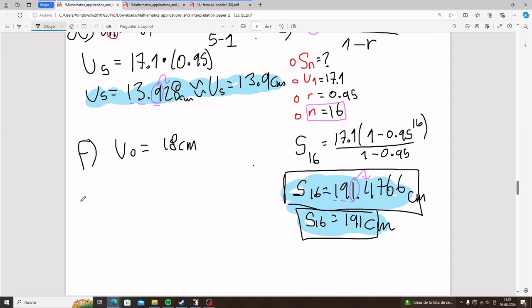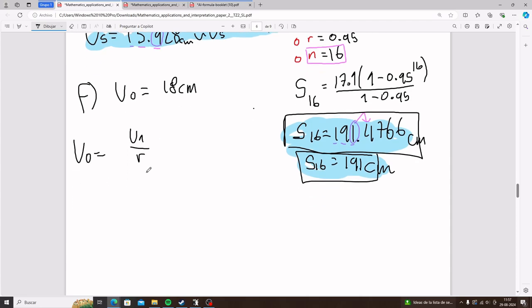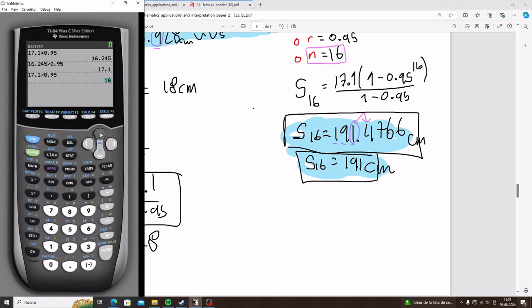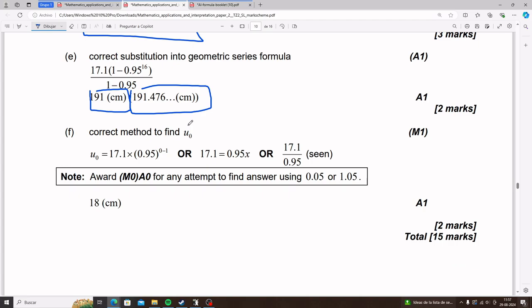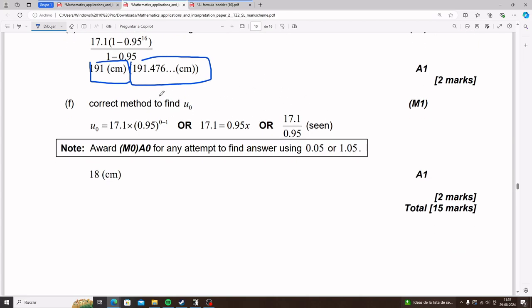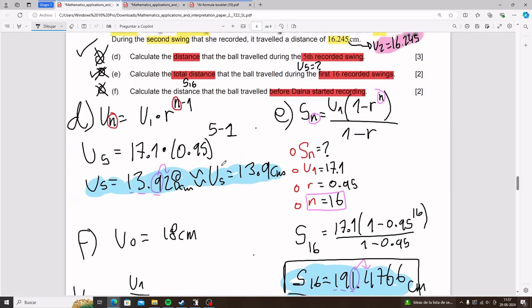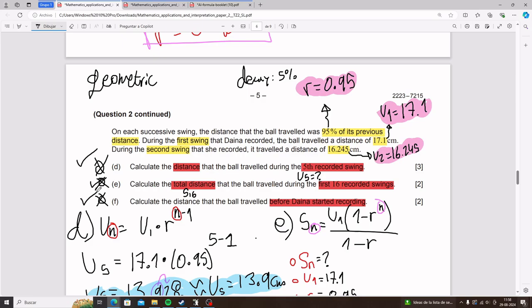Your argument can simply be that U0 has to be U1 divided by R, quite literally. So U0 has to be 17.1 divided by 0.95. U0 gave you 18. And this right here is what we did right there. Okay? If you check the mark scheme over here, you're going to figure out that there's more than one way. There's a ton of different ways. And this is the way that we did it. Dale? Your answer is 18. Put the units, centimeters. That is for part F.